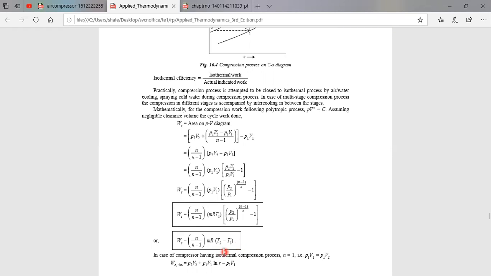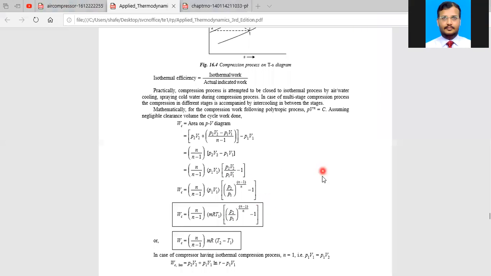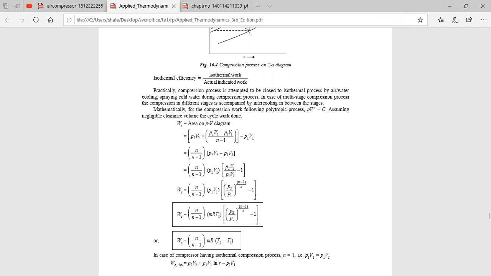So how did I get this formula here? I have shown one relation for you: T2 by T1 equals (P2 by P1) whole to the power of (n minus 1) by n. That formula I have shown. If you replace this P2 by P1 by means of T2 by T1, then finally I'll get an equation like this. Okay. In case of compression, this is very important.